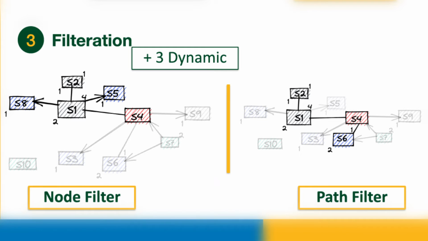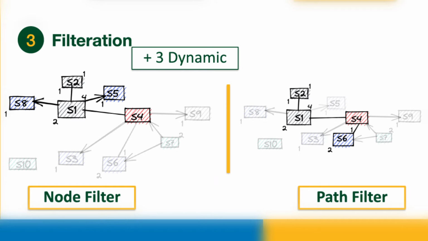So we will find the node filter shows only one node with its dependencies. As an example here, the S1 service is shown. The other filter is the path filter. It highlights a specific path in the view, as an example here, S2, S1, S4, and S6. This helps the practitioner to reduce the search space.